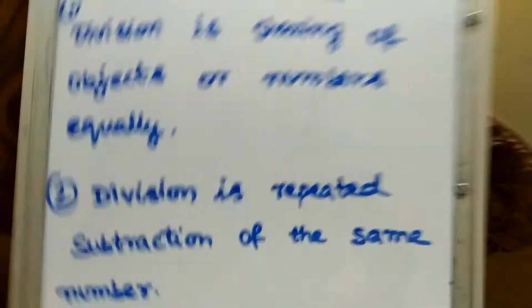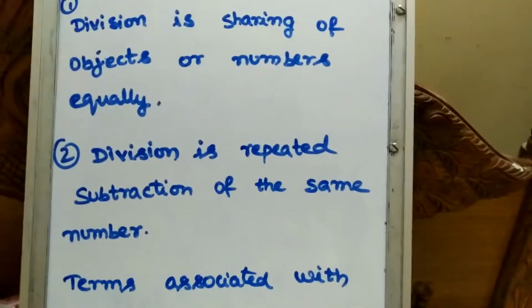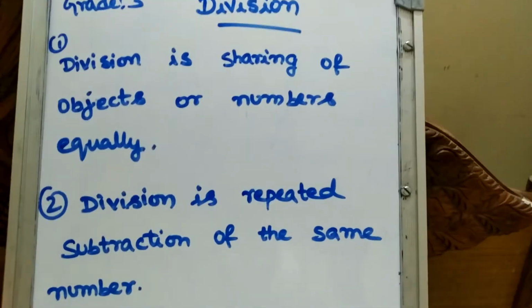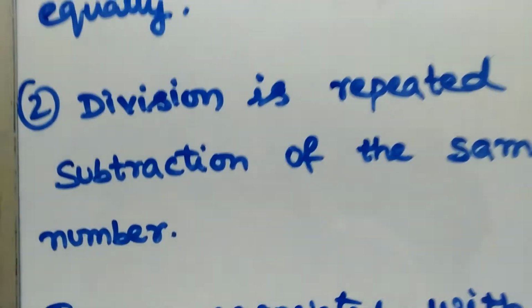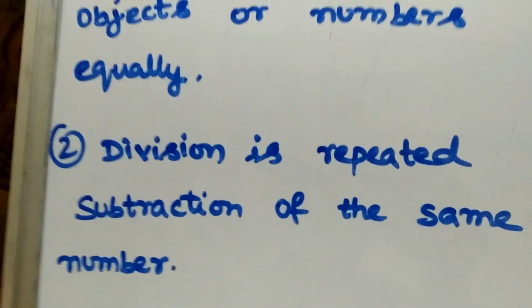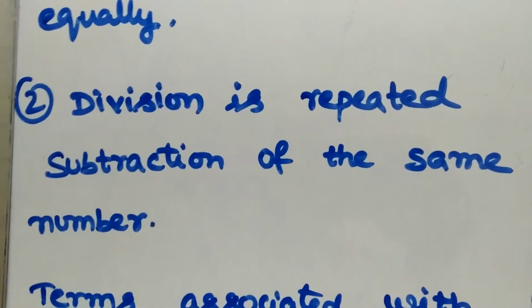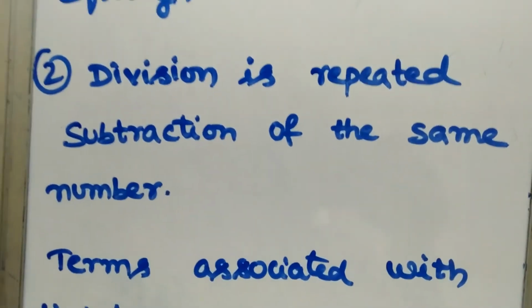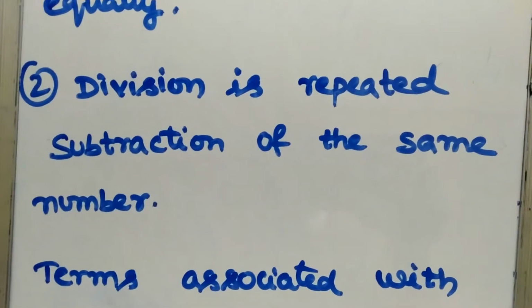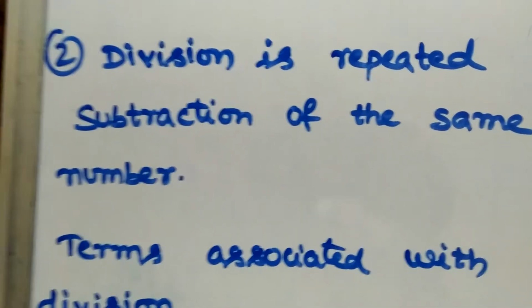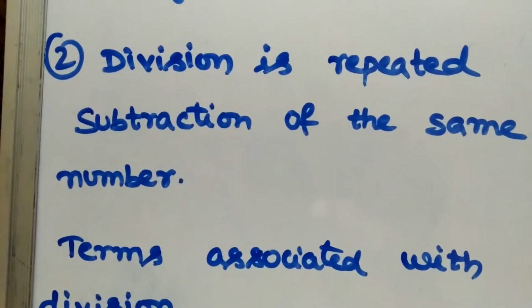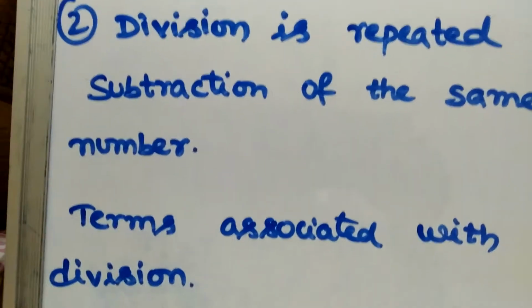Next, divide the following. Before dividing this one, let us see the terms here. See children, I am giving notes in this way; you have to write. First point, write down: division is nothing but sharing of objects or numbers equally. Second point: division can be said as repeated subtraction of the same number, whereas multiplication we say is repeated addition of the same number. Here, division means repeated subtraction of the same number.